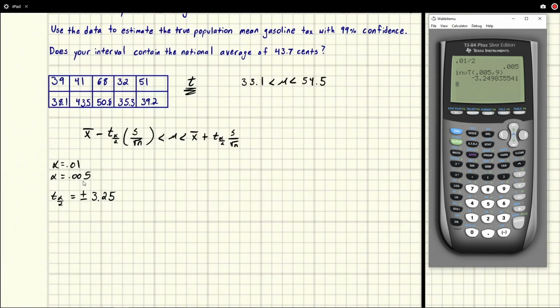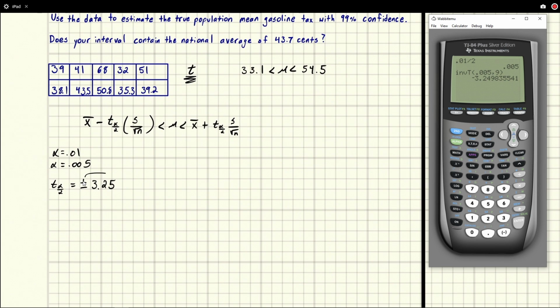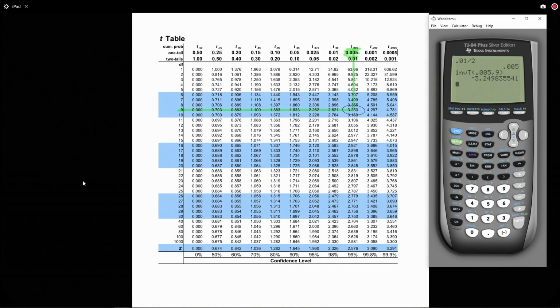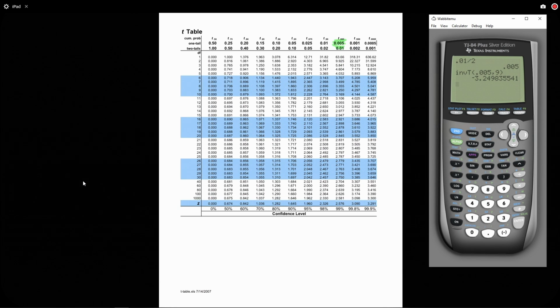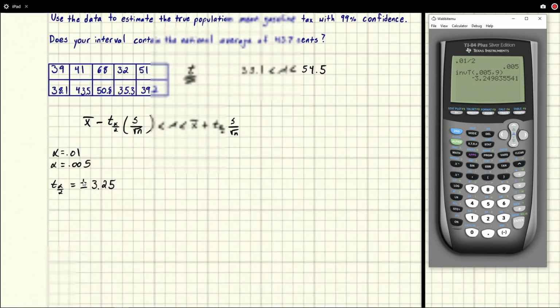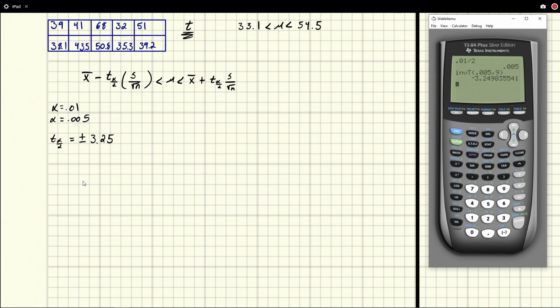So let's go ahead and compare that with what we have. And look at that, 3.25, the exact same value. So you can use either method. You may get a value that slightly differs depending on rounding and things like that, but they're going to be very close. So that's how you do it, finding both ways.